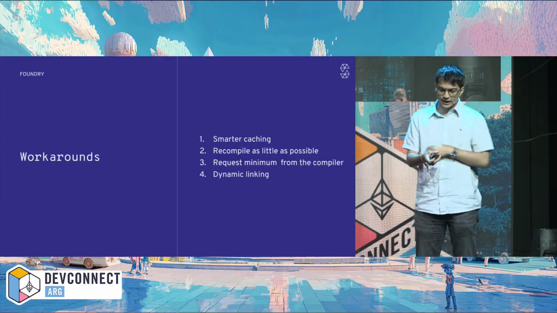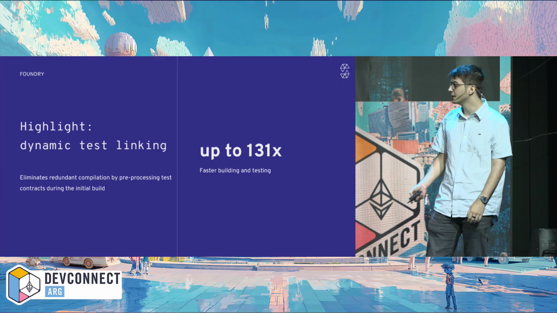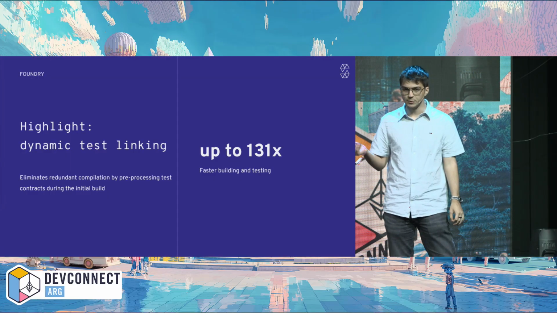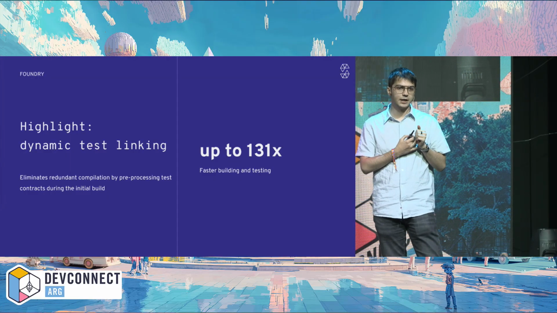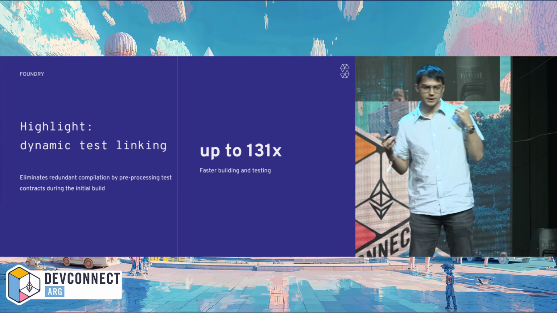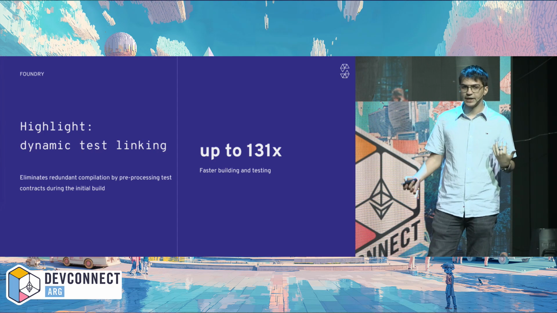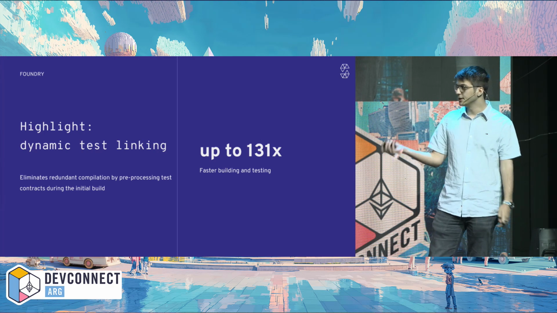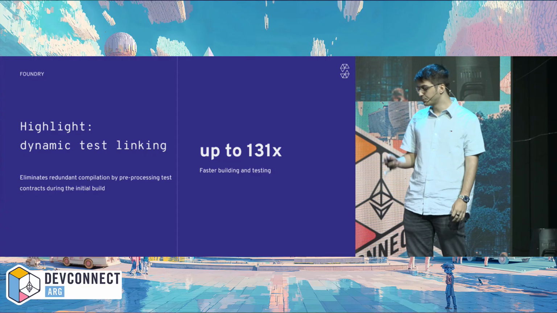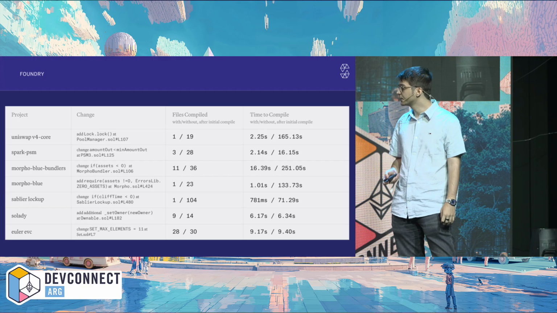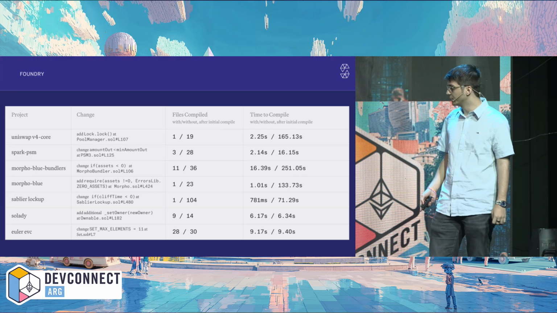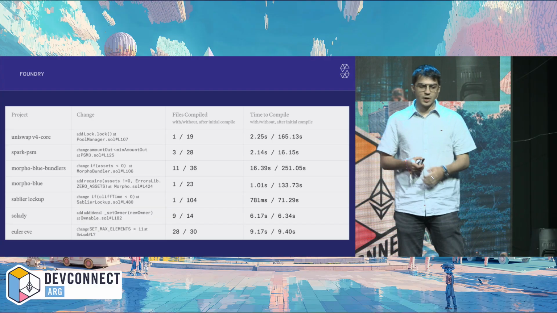Another workaround is dynamic linking that I want to highlight really quick. This is a feature that we implemented recently in Foundry which decouples tests from source files, leading to potentially 100x speedups in compilation times. This is part of the blog post we released about this.